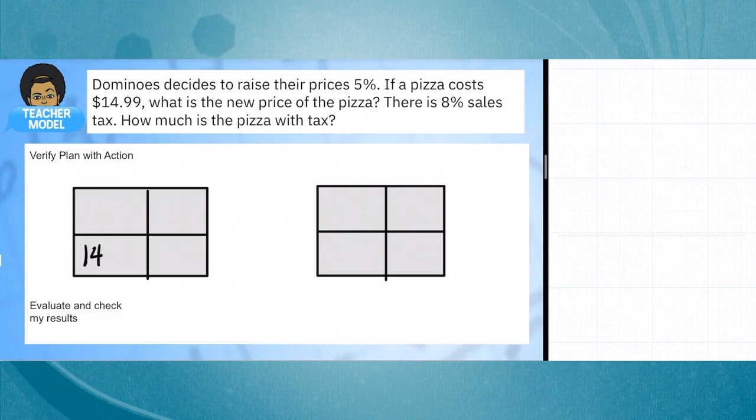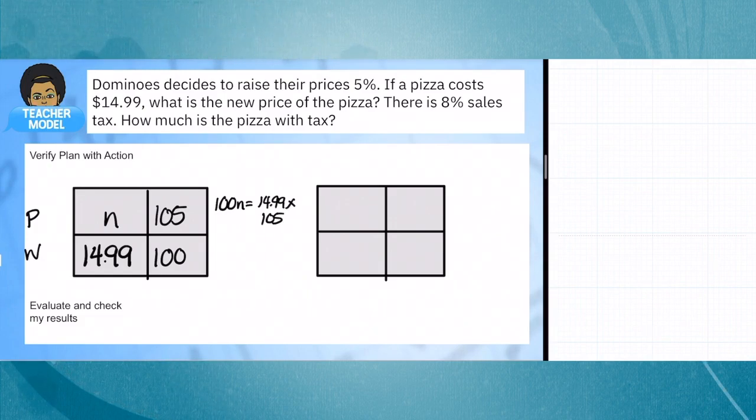We know, here's the original amount, $14.99. And we're thinking about this as a part to whole. So this is 100%. And we want to know what is 105%. I'm adding it in here rather than finding 5% and then adding it at the end. So let's see what this looks like. Here's our number. So we have 100N is equal to $14.99 times 105. So let's use our calculator to minimize mistakes.